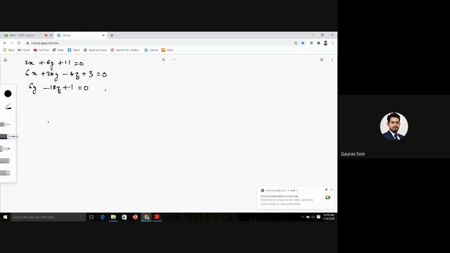So the augmented matrix is 2, 6, 0, minus 11. Sir, wait, we are trying. Yeah. Let me just write down the augmented matrix. Minus 6, minus 3. The third one 0, 6, minus 18 and minus 1. That can be a silly mistake, so I just wrote the augmented matrix. Further you can try.